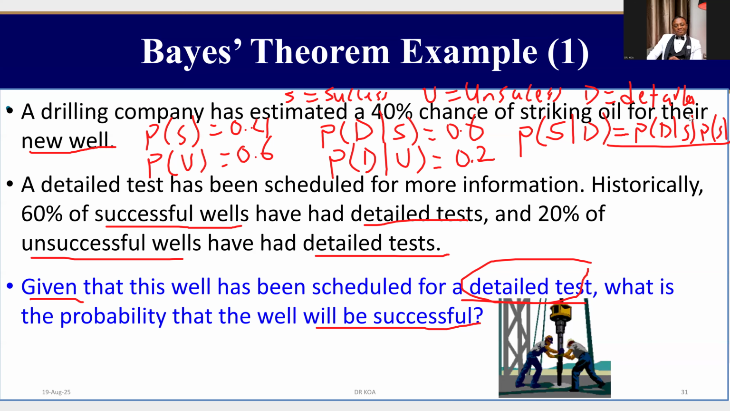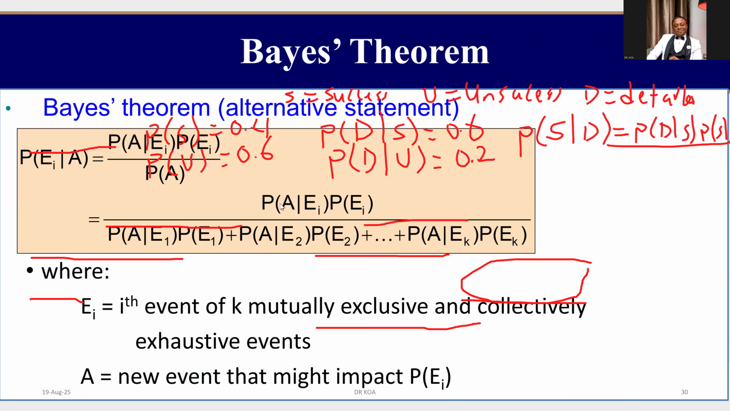Divided by, then we go to the denominator. Remember, the denominator will have the same thing as the top. Nothing will change. And again, in case you've forgotten, let me take you back here. Watch the denominator: P of A given Ei multiplied by the probability of Ei. It's the same thing, so P of A given E1, in this case, multiplied by the probability of E1. So that comes first.